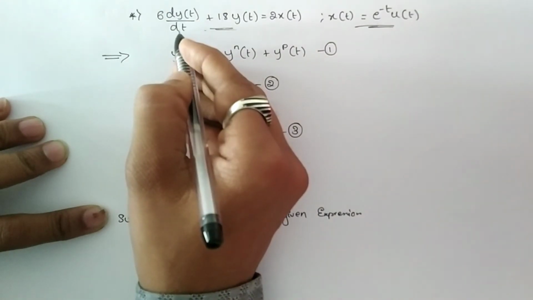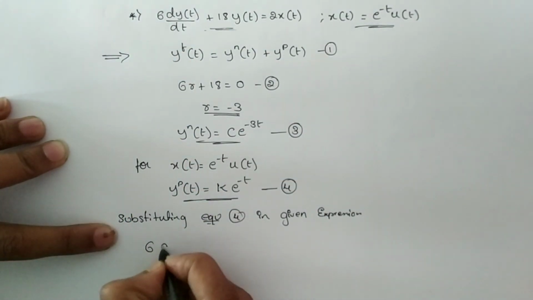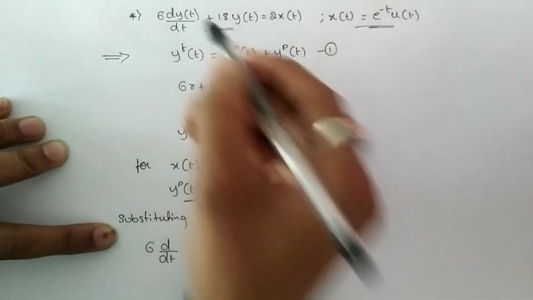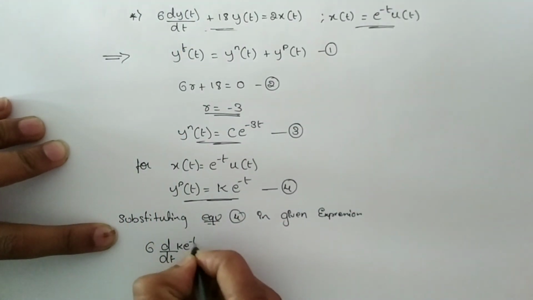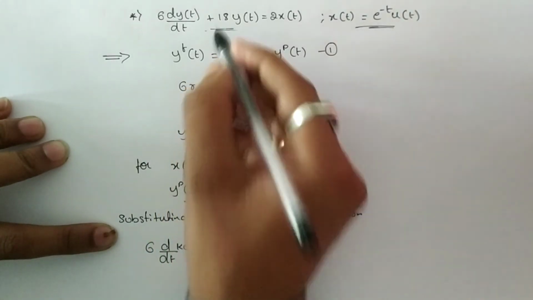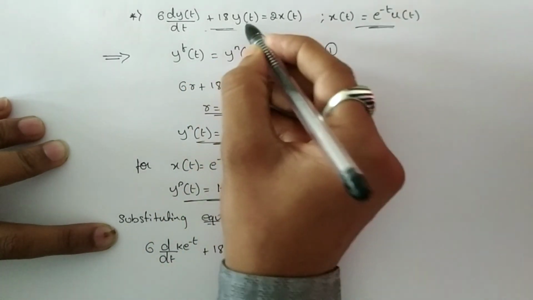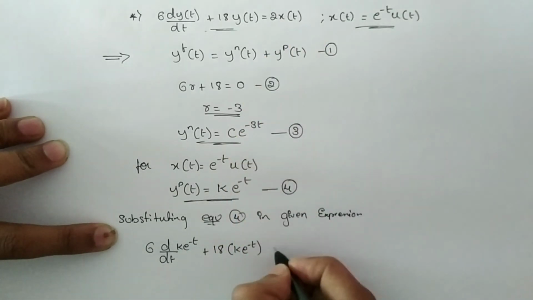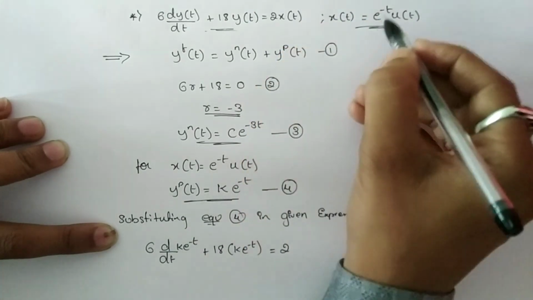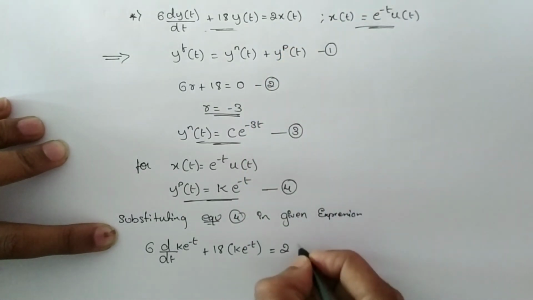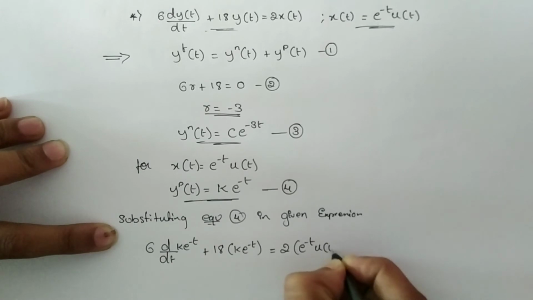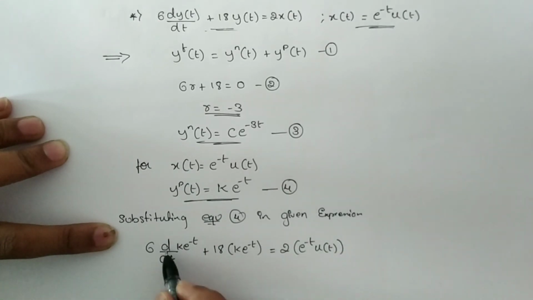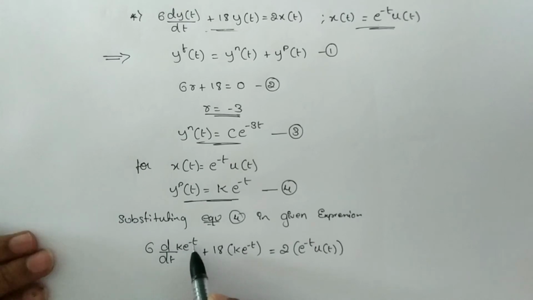6 times dy of t by dt is replaced by 6 times d by dt. The value of y of t is replaced by k into e power minus t, plus 18 y of t is replaced by k into e power minus t, is equal to 2 times x of t, which is replaced by e power minus t into u of t. Okay, the differentiation of e power minus t gives minus e power minus t, into 6 times.